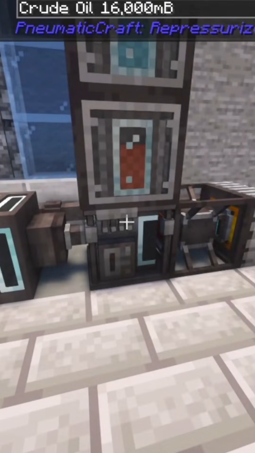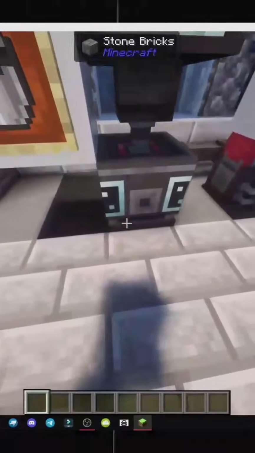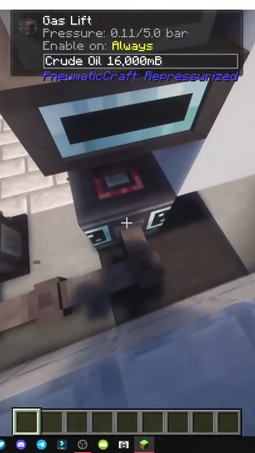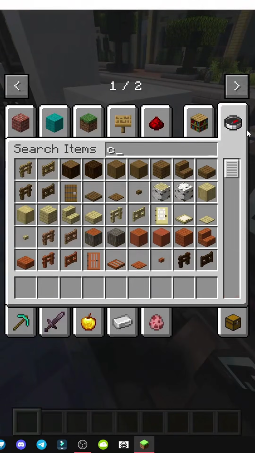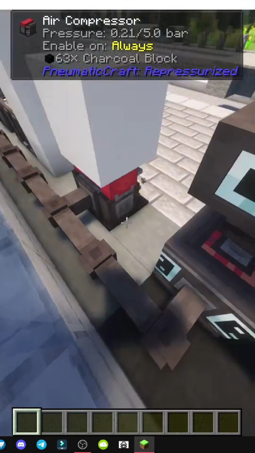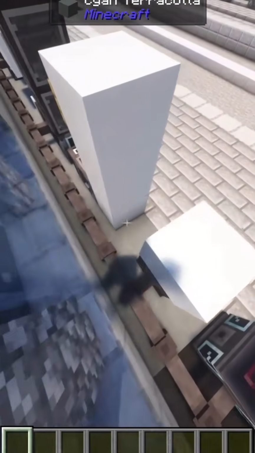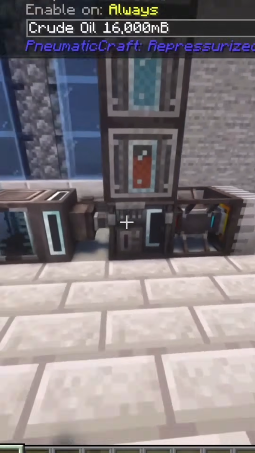So anyway, now that we know how to get the crude oil through a gas lift connected to an air compressor, that keeps building pressure. Here you see how it's lacking coal, so this doesn't work anymore. This will suck up the crude oil here, and it'll be sent to a refinery controller.